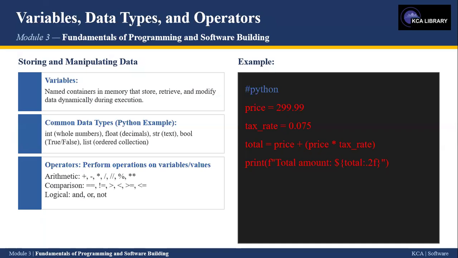Think of variables as containers for data. Whether you are storing a user's name, their age, or an API key, you are managing memory state. We use data types like strings for text, integers for numbers, and booleans for logic to tell the computer how to interpret that data. Operators are then used to manipulate this data, performing math, making comparisons, or checking logical conditions.